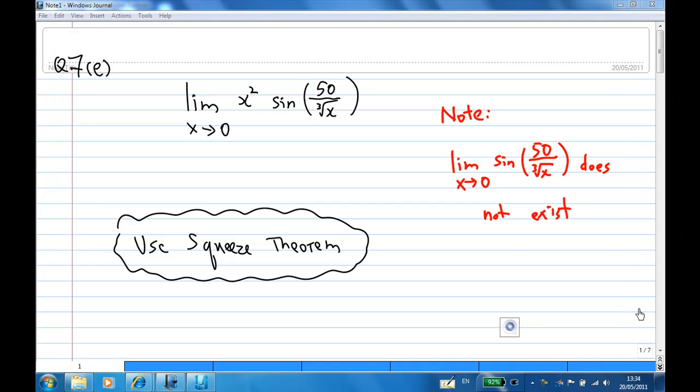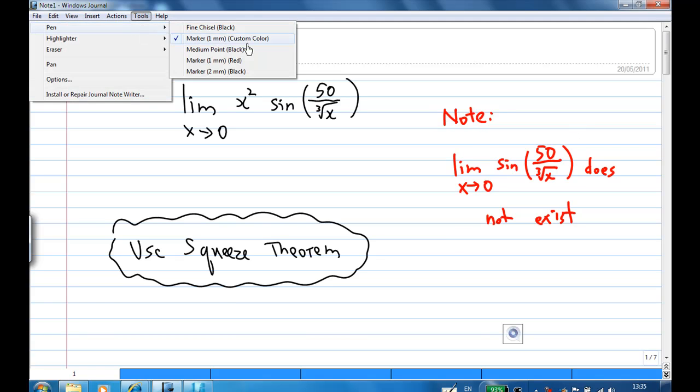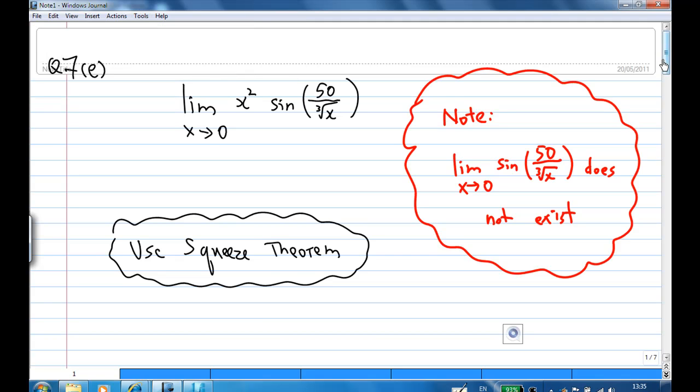This recording shows you how to evaluate limits of functions involving trigonometric functions and also using the squeeze theorem. Our problem is to find the limit as x goes to 0 of x squared times sine of 50 over cube root of x. Note that the limit as x goes to 0 of sine of 50 over cube root of x does not exist. Now this problem uses the squeeze theorem.